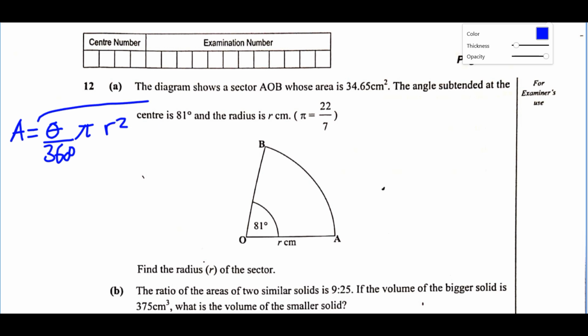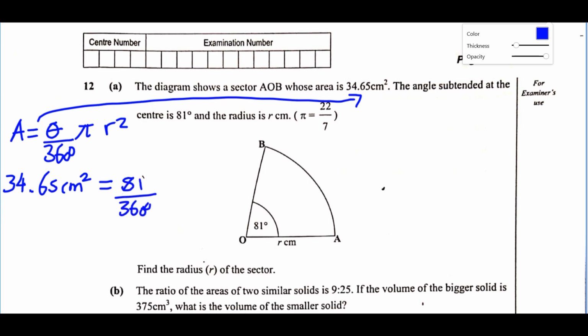So what's our area? The area is given. We have 34.65 centimeters squared is equal to theta, which is 81/360, times pi, which is 22/7, times r squared. So when you substitute numbers like this, you need to find ways of reducing.